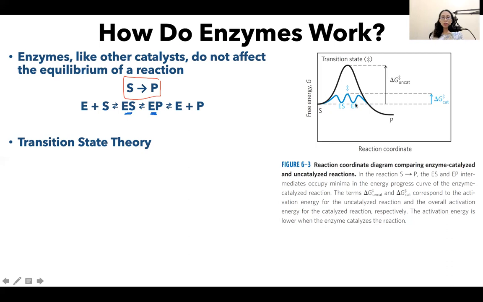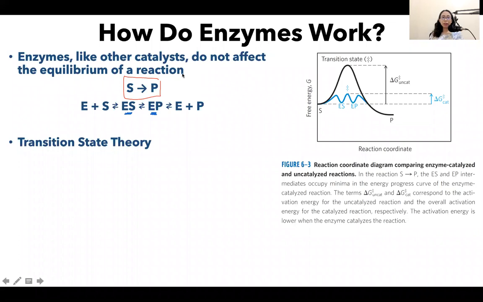And we notice in this general reaction coordinate diagram, the activation energies of these three steps are all lower than the activation energy of the uncatalyzed reaction. And this is how enzymes work. They lower the activation energy of the chemical reaction.